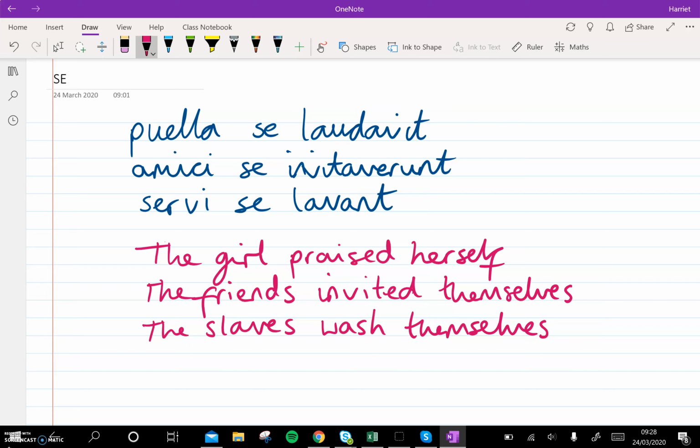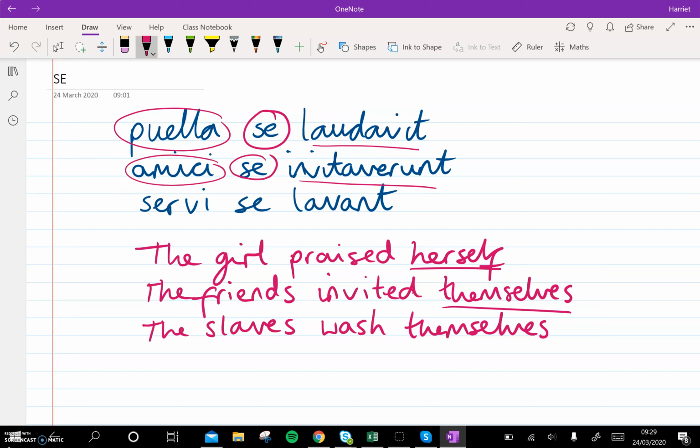So in that first example, se translated as herself. In the second and third, it became themselves. It can also mean himself, itself, etc. The way that you decide how to translate se is because you know it's reflexive, it stands for whoever did the verb in the first place. So this one here, se, must refer to whoever's doing this verb, and we know that here it's the girl that did this verb. Okay, this one must refer to whoever's doing this verb, and we know that it's the friends who do this verb. Okay.